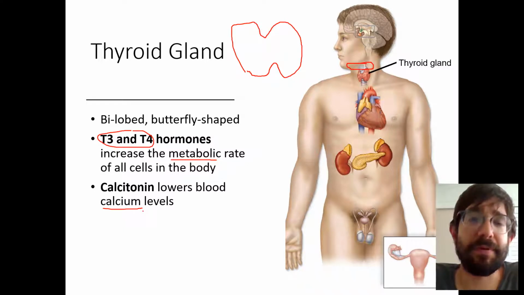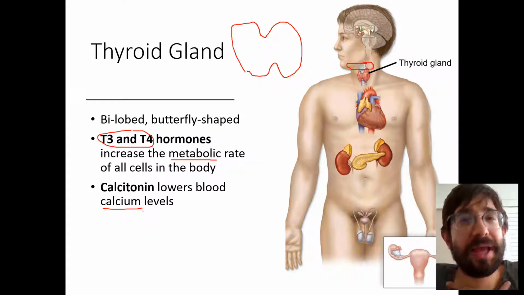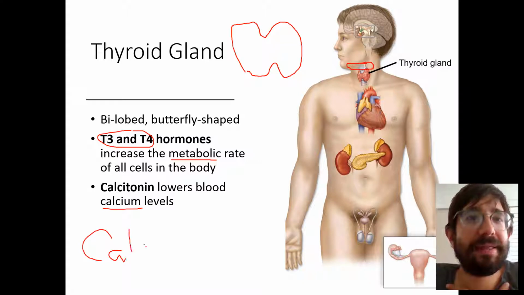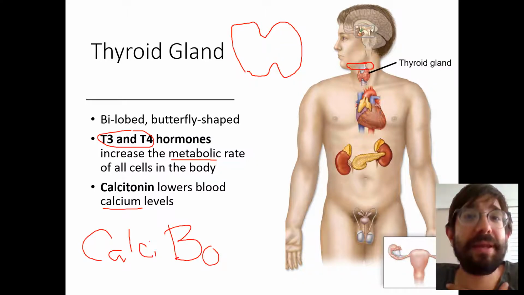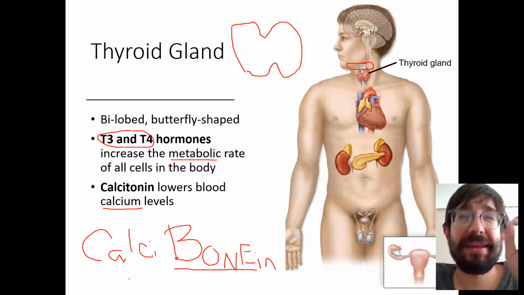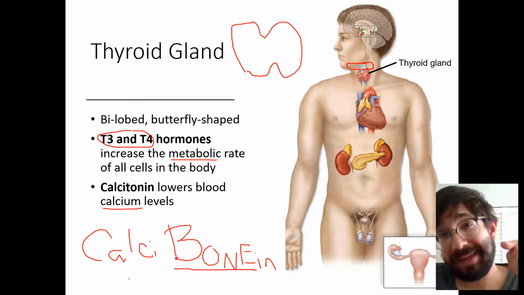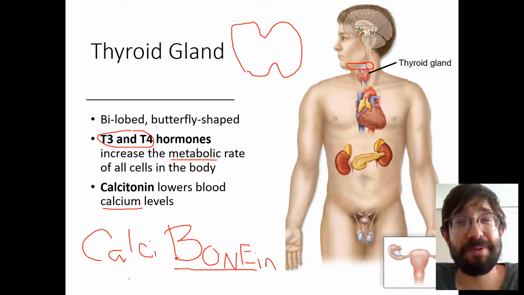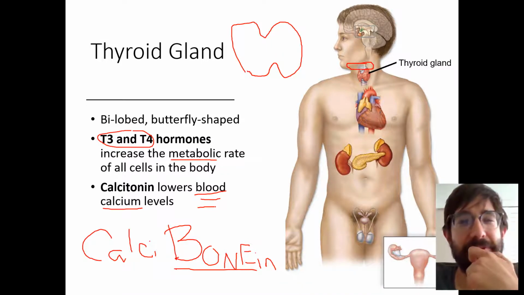Calcitonin is a different hormone that's made by the thyroid gland with a totally different job. I like to call calcitonin calcibonin. The calci tells me that this hormone has something to do with calcium. The bonin tells me that, what am I doing with calcium? I'm putting it in the bone. Calcibonin. So if the calcium's going into the bone, where is it not? It's not in the blood anymore. It lowers blood calcium levels.